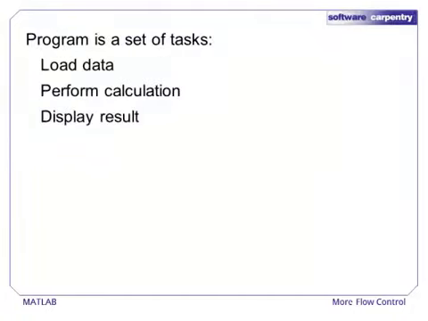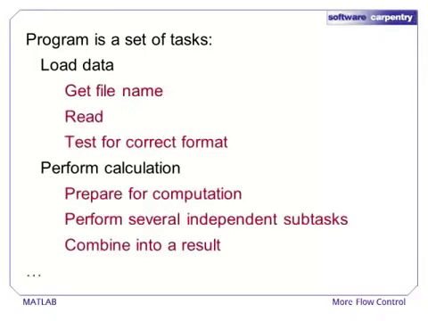Any program can be broken into a series of independent tasks. The task of loading data should be independent from the task of performing a calculation on that data, which should then be independent of displaying the result of the computation. Each subtask has its own set of subtasks. For instance, to load data, one first has to figure out where the data is located, then read it from the disk or network, and finally test that the format is correct.